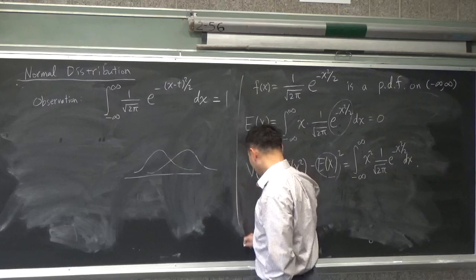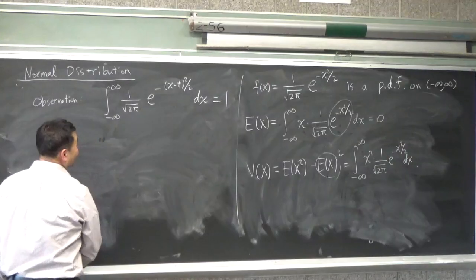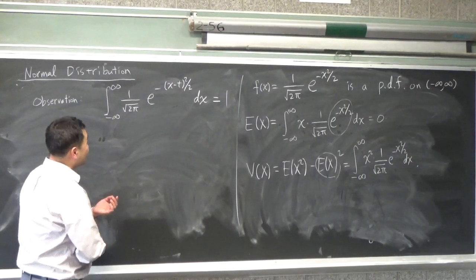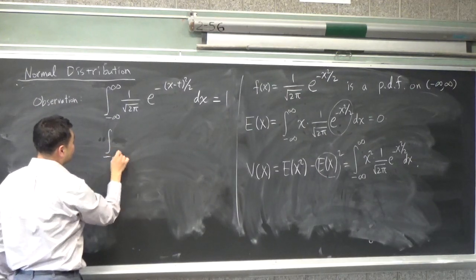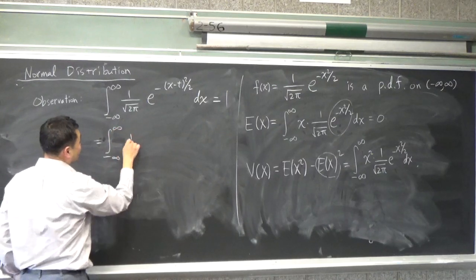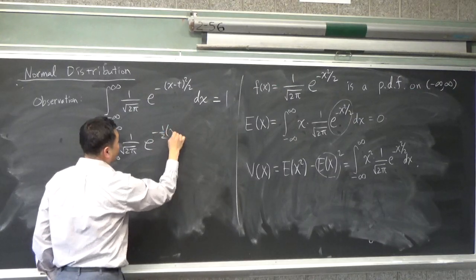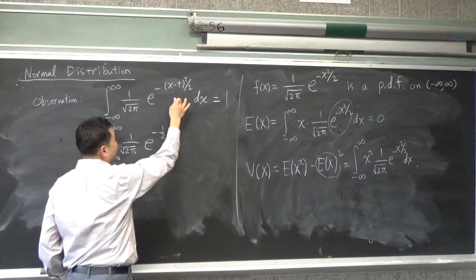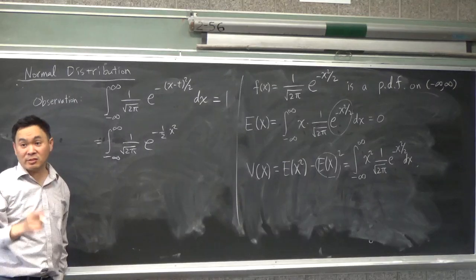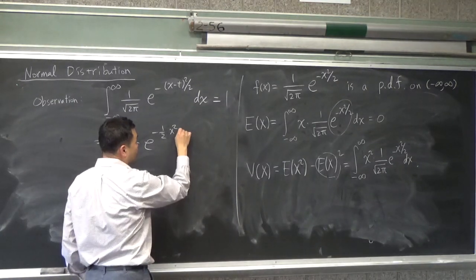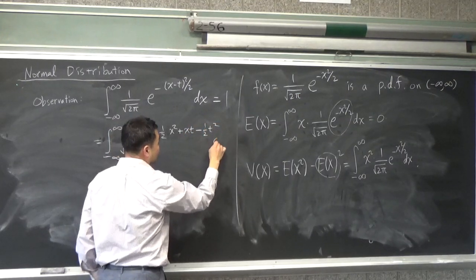All right, so now here's the interesting stuff. Try to expand this and write it like this. Well, if you just expand this, x minus t squared is x squared minus 2xt plus t squared, right? So it will be plus xt minus 1/2 t squared dx.